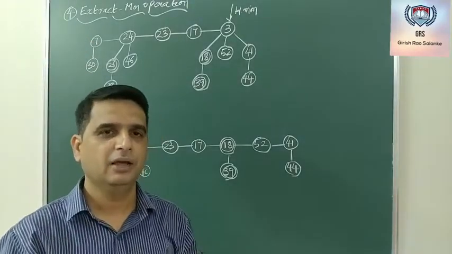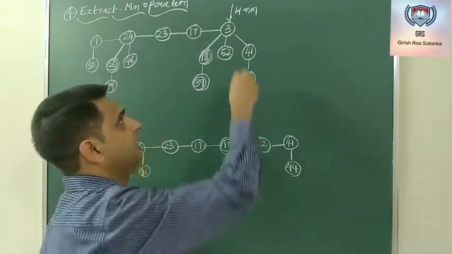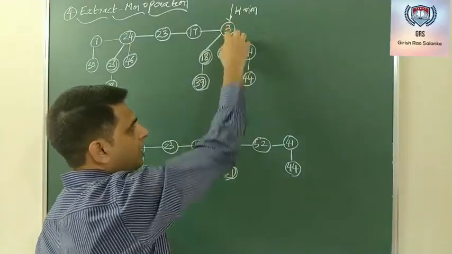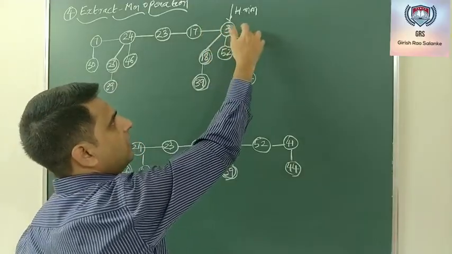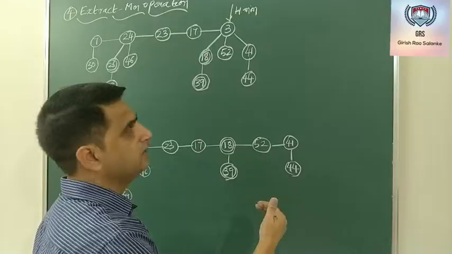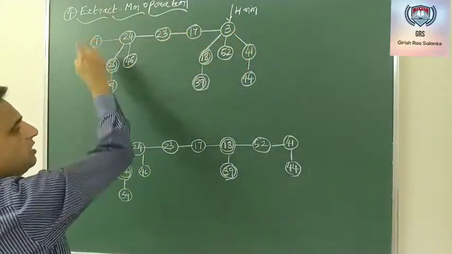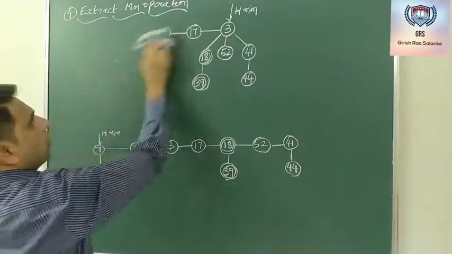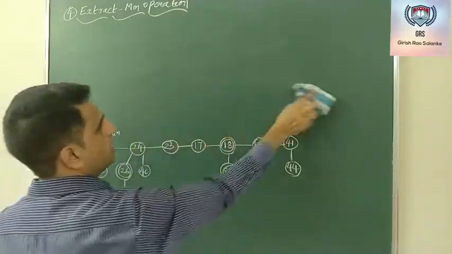Finally, we will update the pointer of h.min. Please note that after deleting the node, the children of node 3 need to be put onto the root list. So how many children are there? There are 3 children. So all these 3 children are promoted to the root list, and h.min is now pointing to the next node, which is 7. So this part is over. This is the first part of the extract min operation.